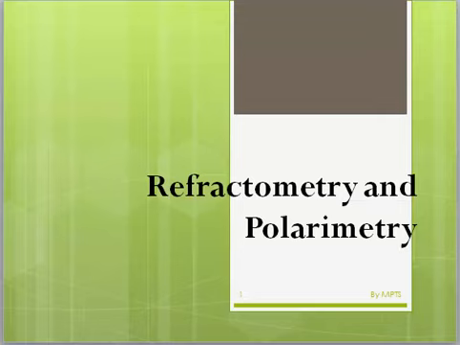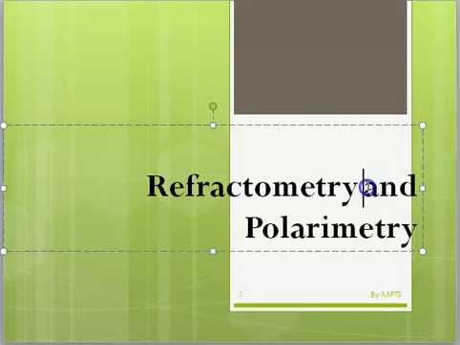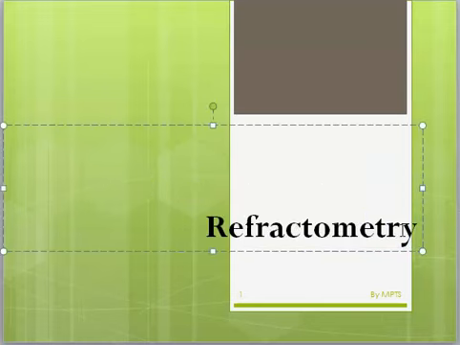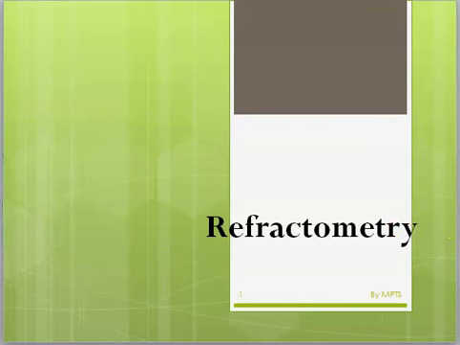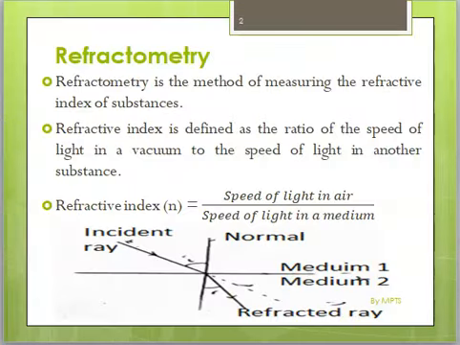So today we shall be talking about refractometry. Only refractometry. What is refractometry? Of course, refractometry is a method of measuring the refractive index of substances. And of course, we know refractive index is defined as the ratio of the speed of light in a vacuum to the speed of light in another substance, as noted here.